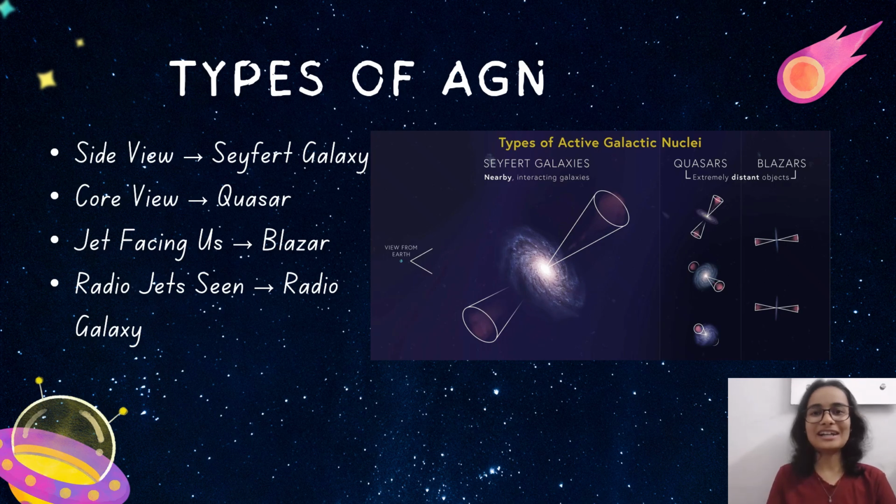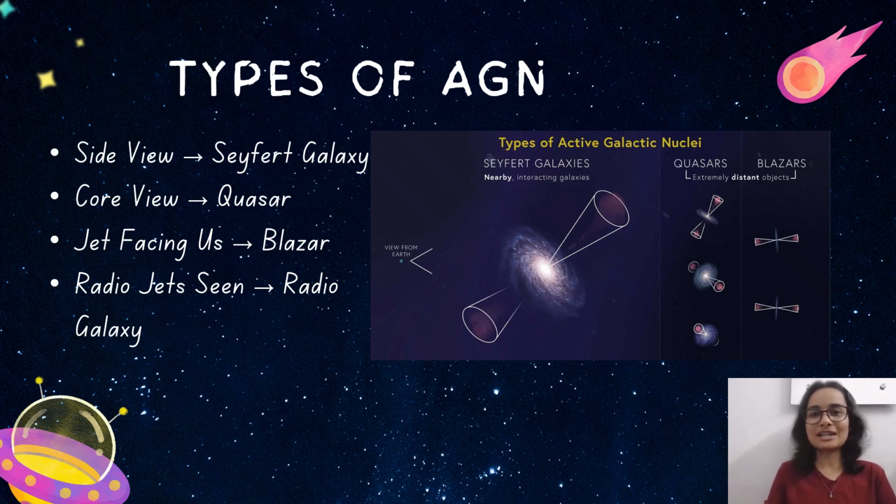Let's talk about different types of AGNs. You can classify AGN on the basis of your viewing angle. It means you can look at the same AGN from different angles and name them differently. It is interesting, right? This is called the unification model of AGN.